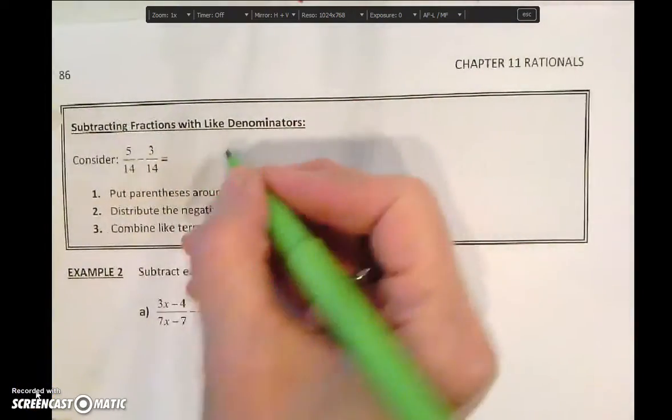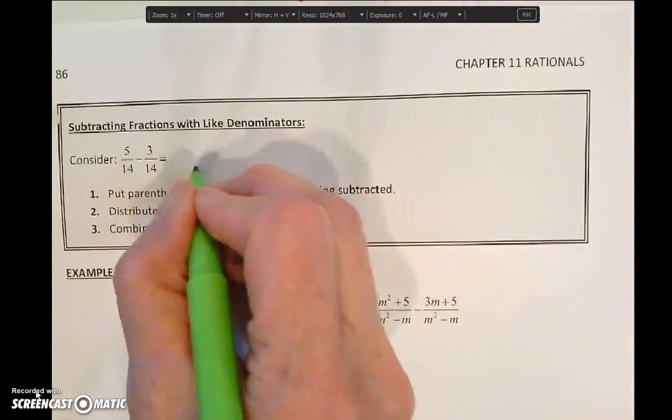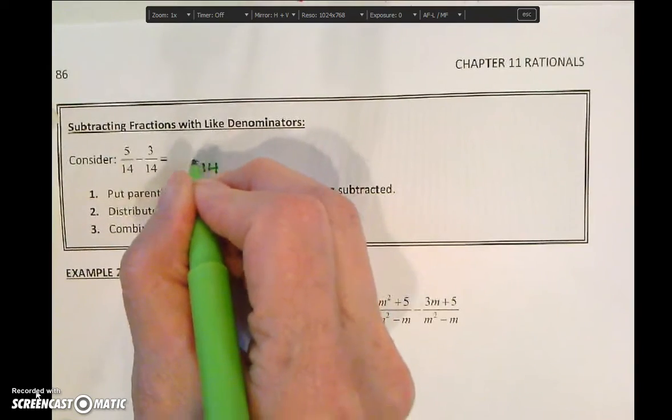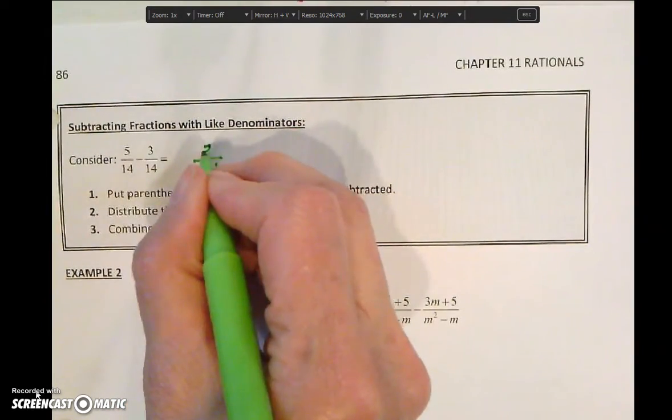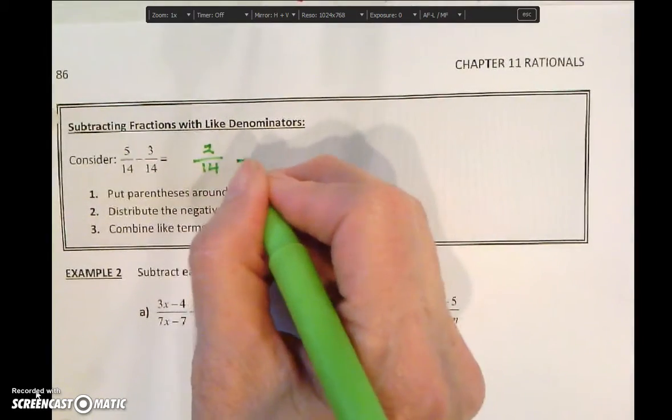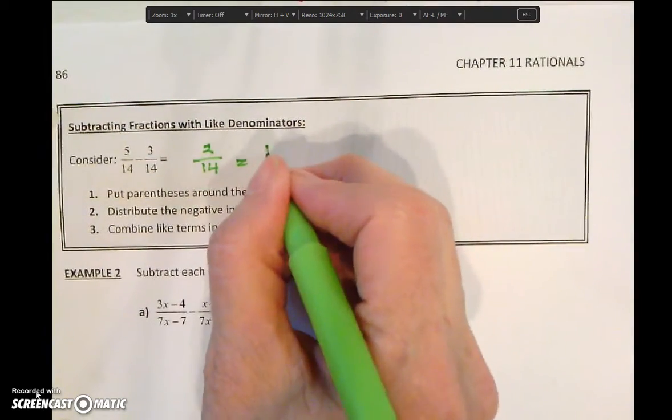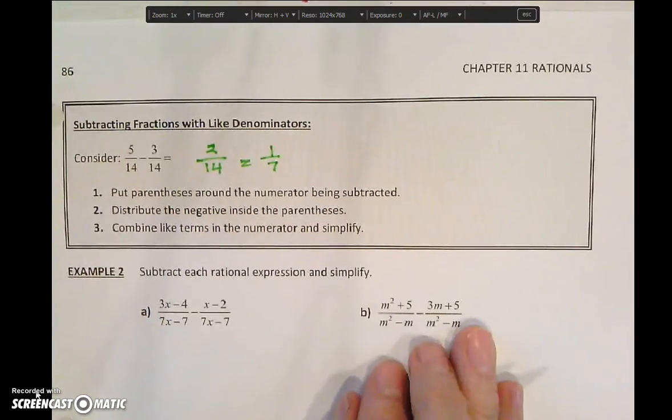So when you subtract fractions, again, if you've got the same denominator, you just keep that denominator and then subtract 5, subtract 3, and get 2. And then once you get your answer, if it will reduce, then you reduce it. In this case, reduce by 2 and get 1/7.